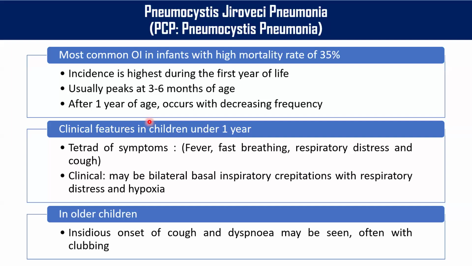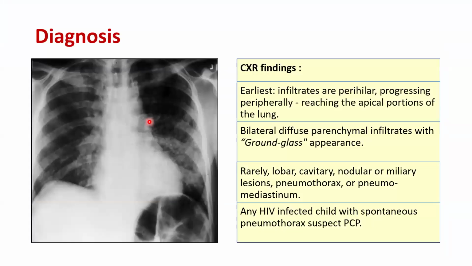The most common cause in this age group is PCP pneumonia. The most common opportunistic infection in infants, with a high mortality rate of 35%, is Pneumocystis jirovecii pneumonia. The incidence is highest during the first year of life, usually peaking between 3 to 6 months of age, and typically they present with fever, fast breathing, respiratory distress, and cough. On examination, most of the time you will have a silent chest, nothing in the chest, but they will have distress and hypoxia. But in an older child, you can see an insidious onset of cough and dyspnea, often presenting with clubbing also.